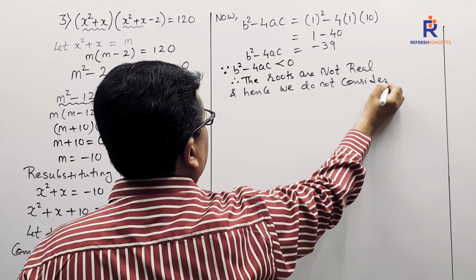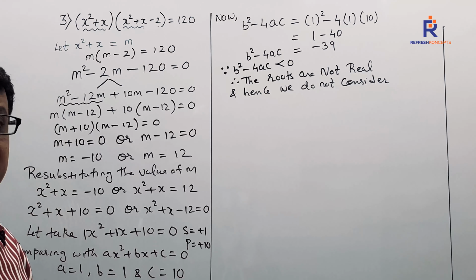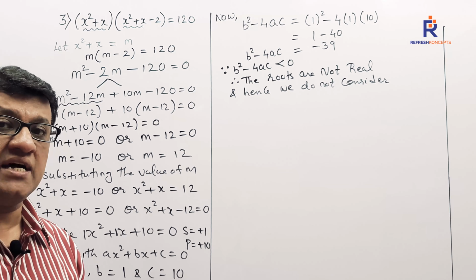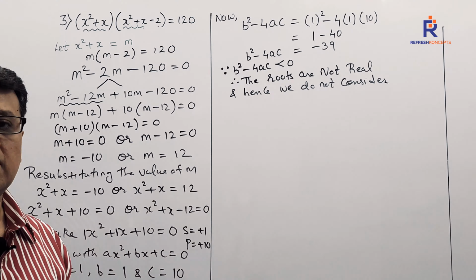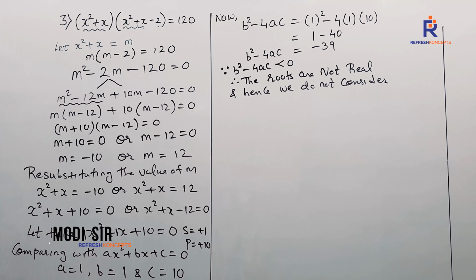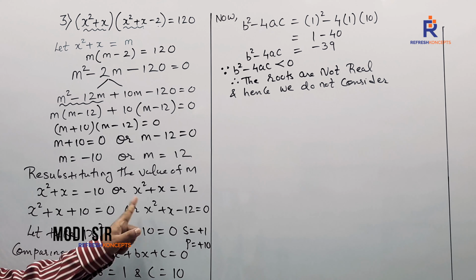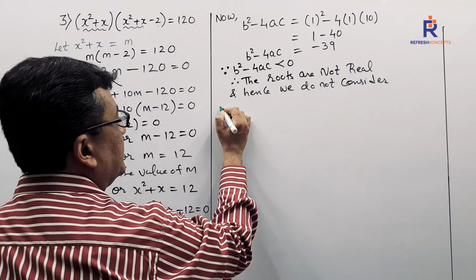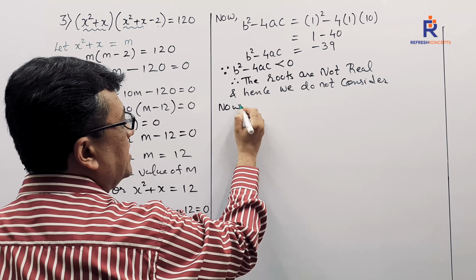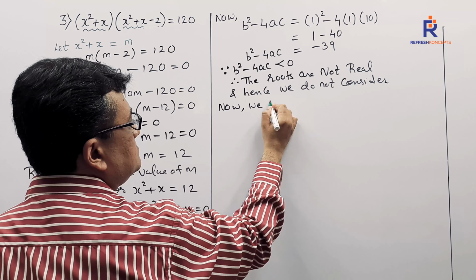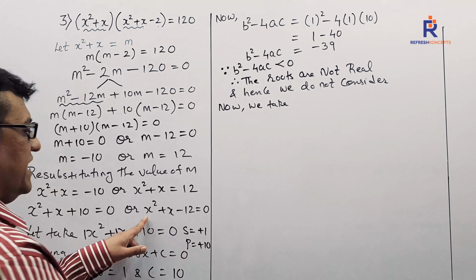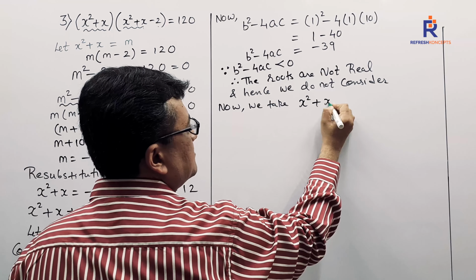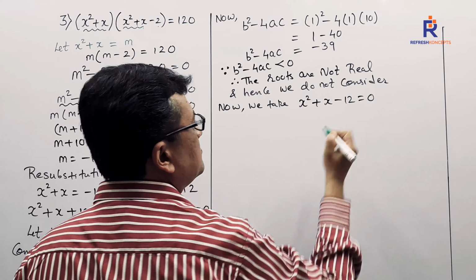So those who feel that the answer doesn't exist, the answer exists, but the roots are imaginary, mind you. There exists an answer, but the roots are imaginary, and we do not take imaginary roots. Now we are left with the other quadratic equation. So now we take the other equation, x square plus x minus 12 equals to 0.